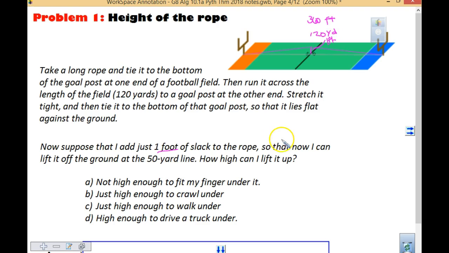And the question is, I want you to just circle your answer right now. How high should I be able to lift that off the ground? High enough to only put my finger under? High enough to crawl under? High enough to walk under? High enough to drive a truck under?